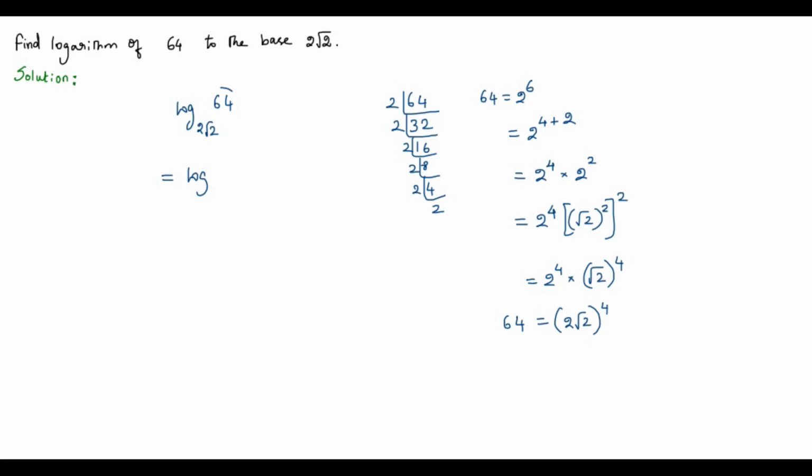So instead of this 64, we can write 2 times square root of 2 whole to the power of 4, to the base 2 times square root of 2. According to the third fundamental law of logarithm, we can take this exponent 4 in front of the logarithm, then 4 times log of 2 times square root of 2 to the base 2 times square root of 2. Here the base and argument are both equal, so the value of this logarithm is 1. So 4 times 1 is equal to 4. So the logarithm of 64 to the base 2 square root of 2 is 4.